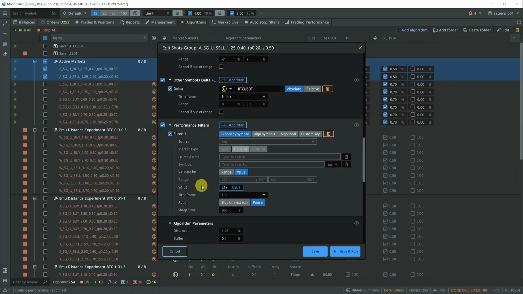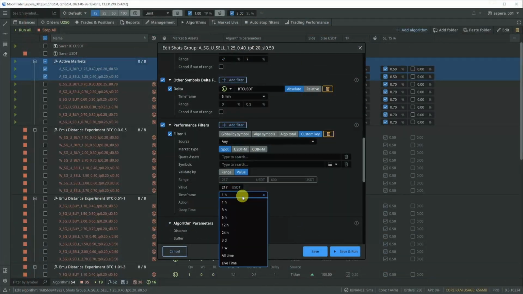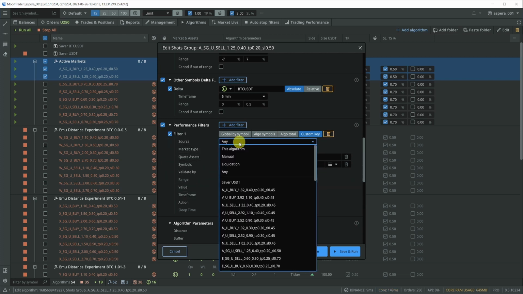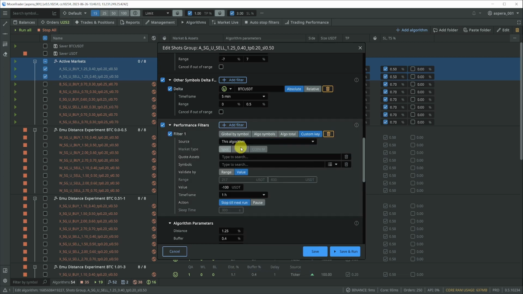This, of course, is not a perfect analogy because of this little thing called time frame. This is a so-called sliding time frame, meaning that if we have 1 hour here, at each instant we are looking at the performance within exactly 1 hour back. Let's tie that in with the value. So if you have -100 and 1 hour, it means that you expect the source total not to go below -100 USDT within any hour period sliding.